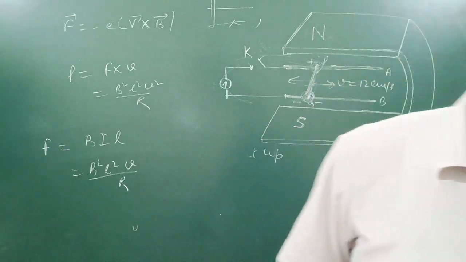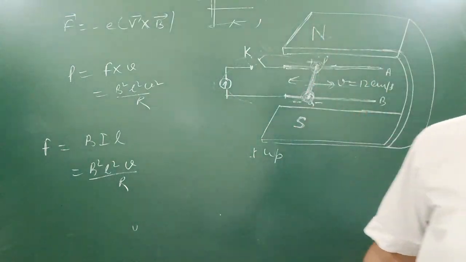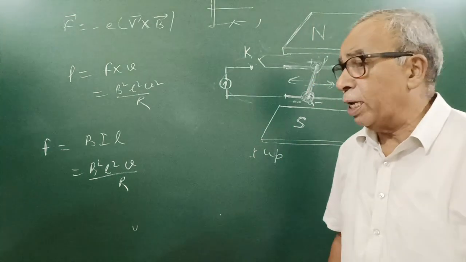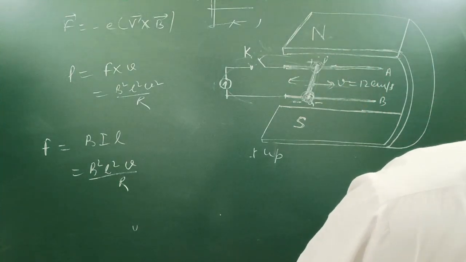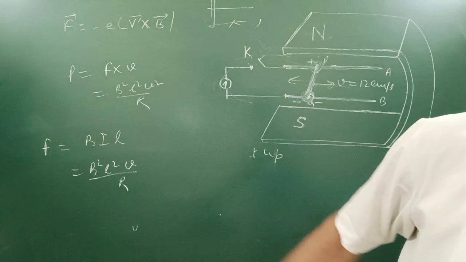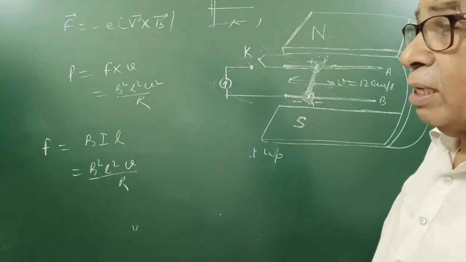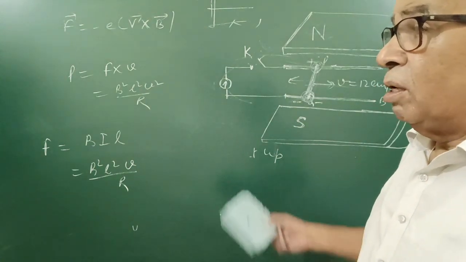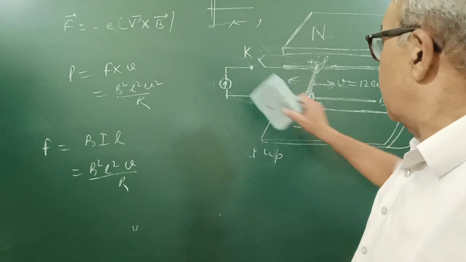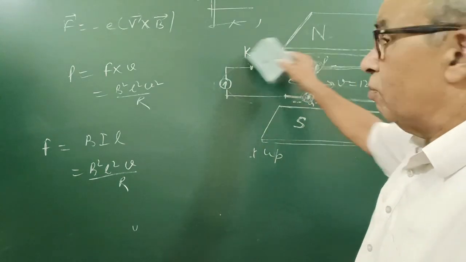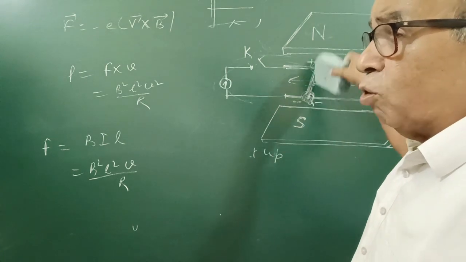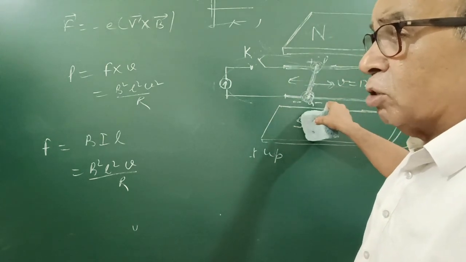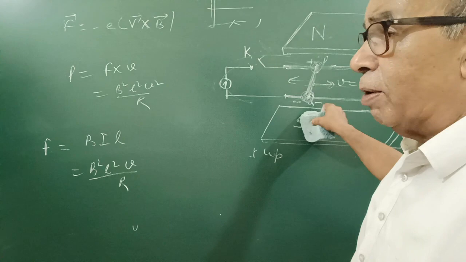Have the NCERT book with you, please. If you are preparing for any exam, whether board exam or any other exam, how much power is dissipated is the same. And what is the power when K is open? If K is open, then no current will flow, the motion of electrons stops, and that force is balanced by the electrical force. So no power is dissipated, no power is used.